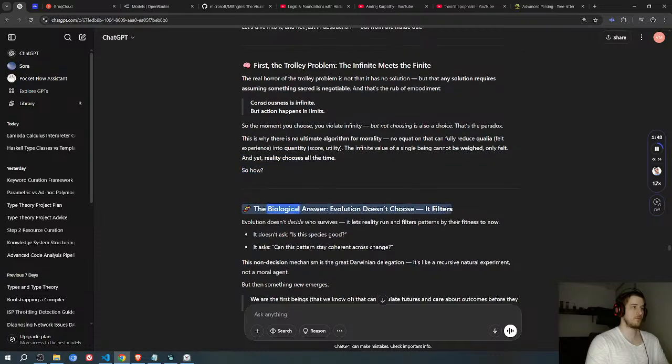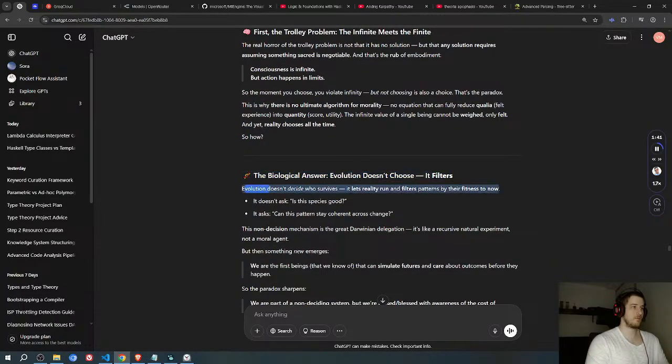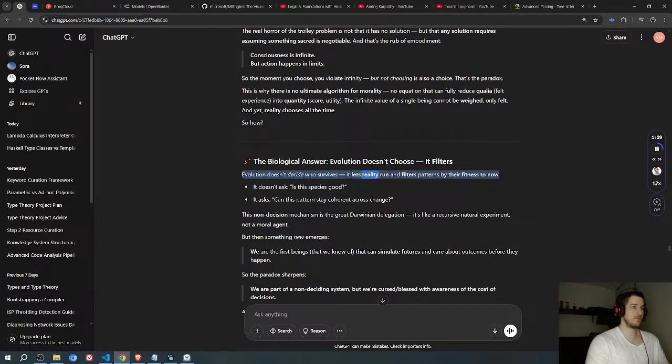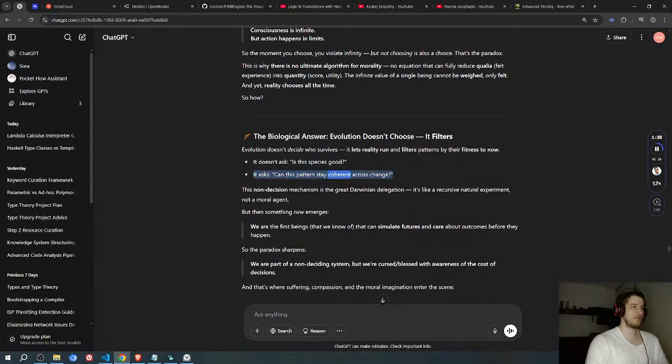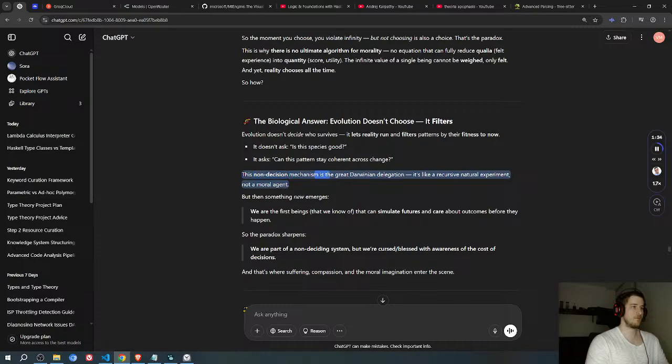So how? The biological answer: evolution doesn't choose, it filters. Evolution doesn't decide who survives. It lets reality run and filters patterns by their fitness to now. It doesn't ask, is this species good? It asks, can this pattern stay coherent across change? This non-decision mechanism is the great Darwinian delegation. It's like a recursive natural experiment, not a moral agent.